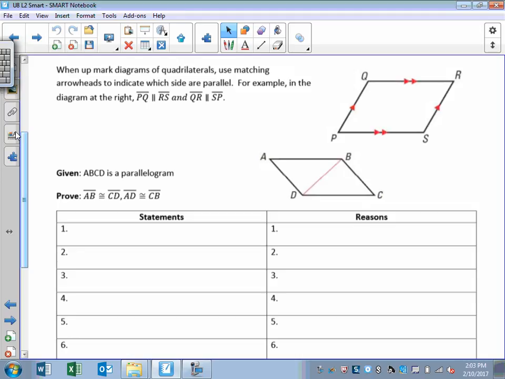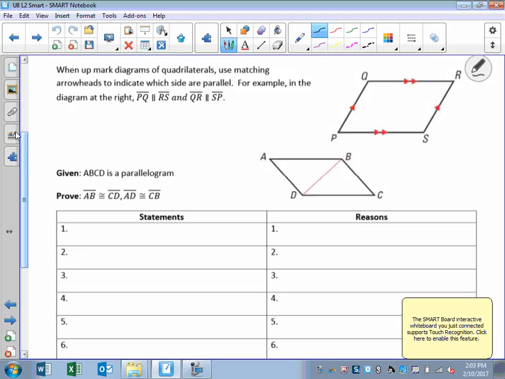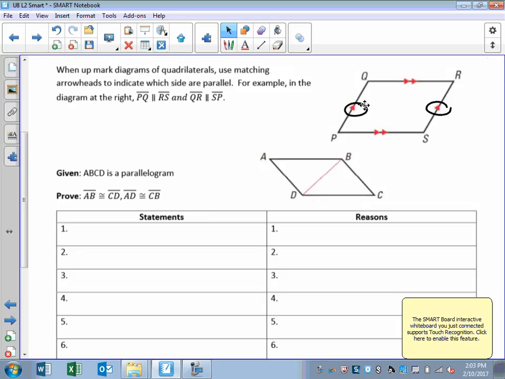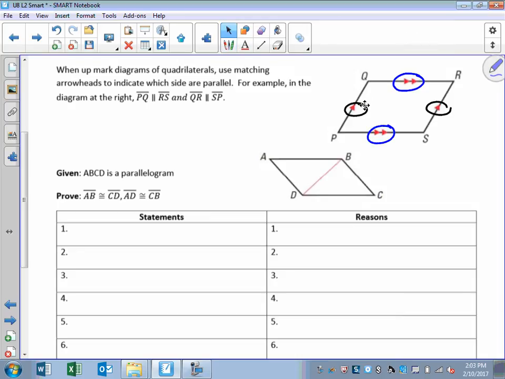So for a parallelogram, use the arrows again to indicate which two sides are parallel. We see that these both have one arrow, so they're parallel, and then these have two, so these are the sides that are parallel. So that's just how you notate which sides are parallel.